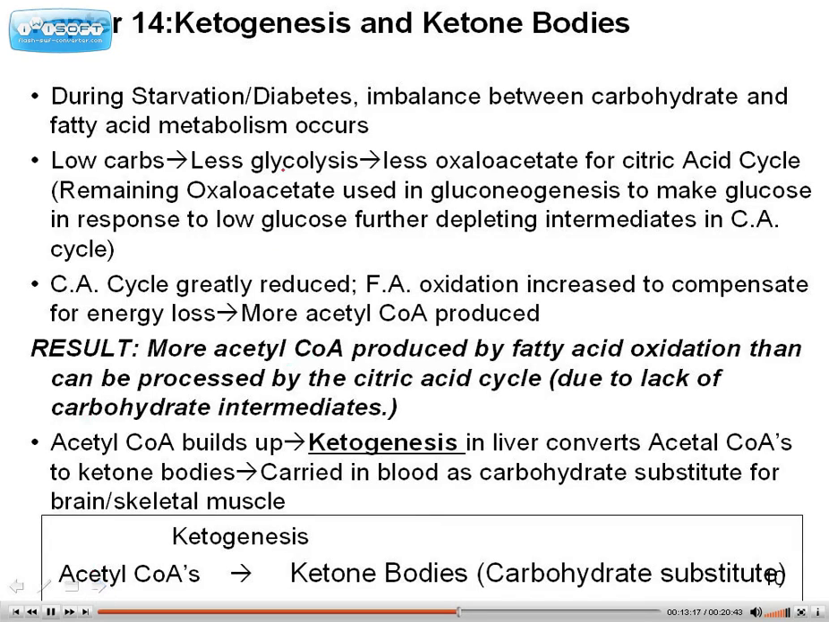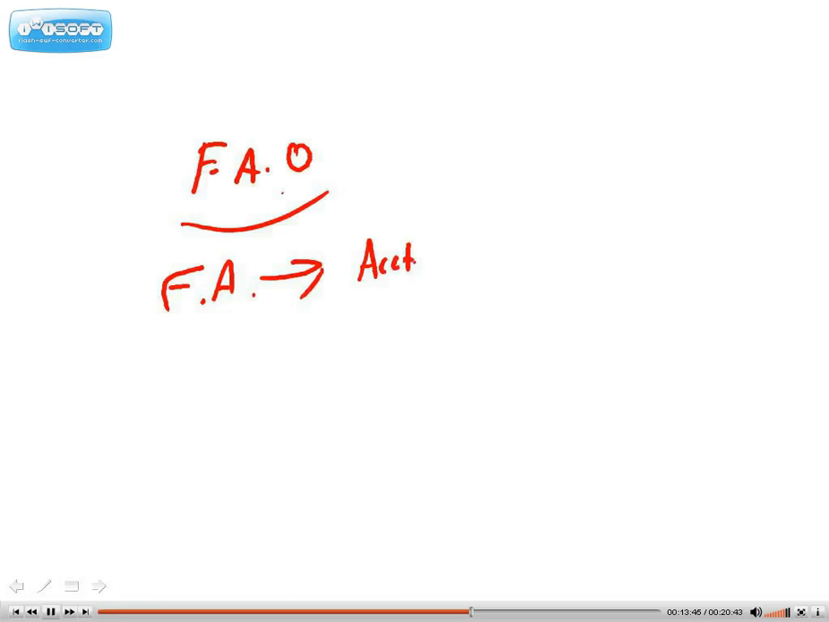So let's investigate starvation, which also occurs in diabetes. There's an imbalance between carbohydrates and fatty acid metabolism. I just told you right now that in the fatty acid oxidation, the fatty acids are eventually reduced down to acetyl units, and then combined with coenzyme A to form acetyl-CoA. The acetyl-CoA then goes directly into the Krebs cycle.